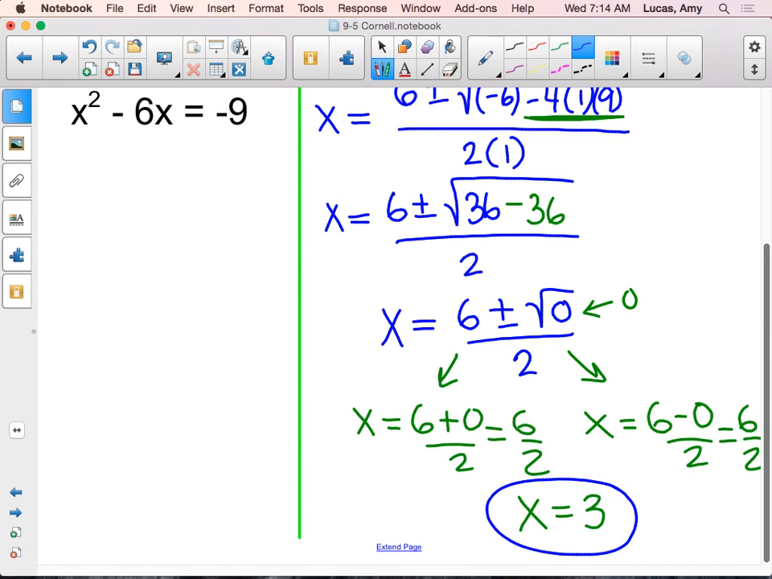So when the discriminant is a positive number, we have 2 solutions. When the discriminant is 0, we only have one solution. So that means that the vertex would be touching the axis. So the quadratic doesn't cross through the axis, it just touches at the vertex.